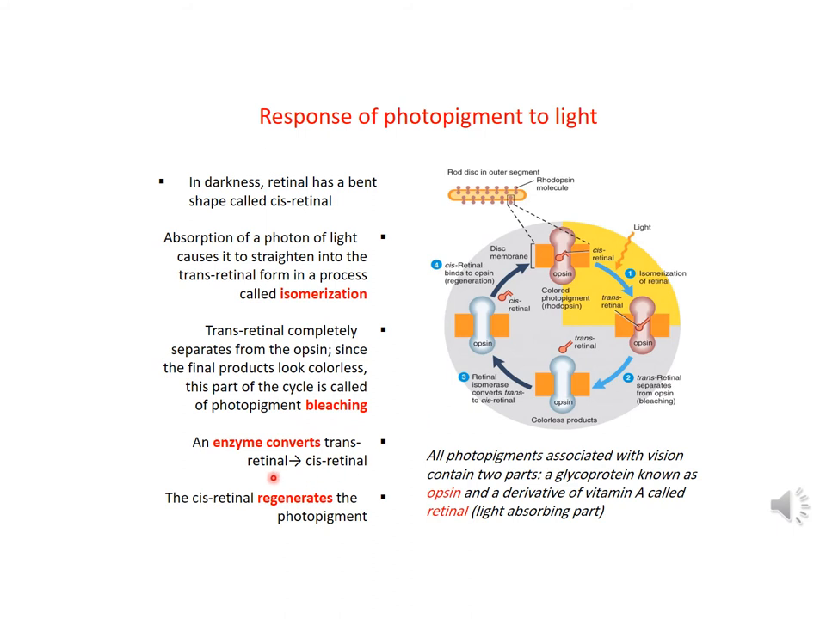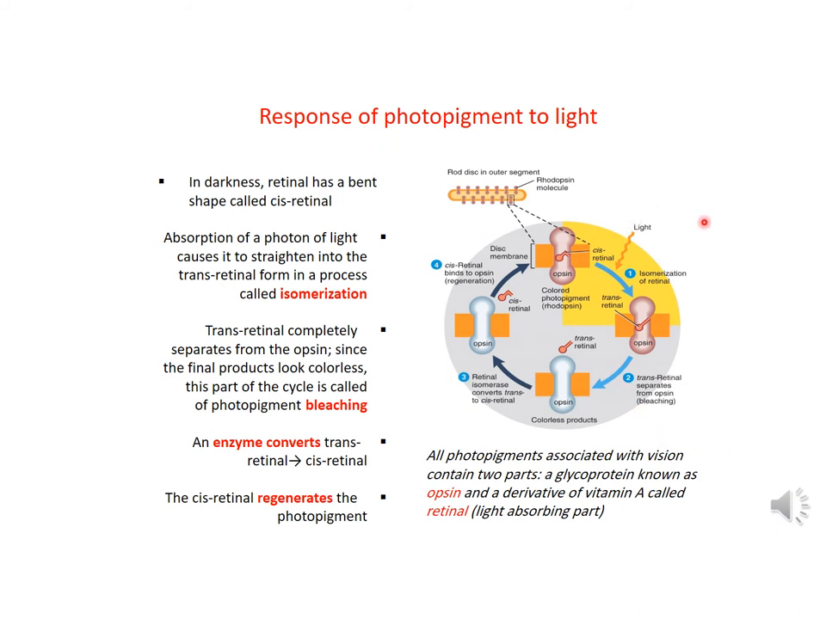We have an enzyme called isomerase that can transform what? It can transform the transretinal into cisretinal. When the cisretinal is reformed, what happens? It binds again with the opsin to regenerate the photosensitive pigment. So we can summarize the cycle into degeneration of the photosensitive pigment and regeneration of the photosensitive pigment.